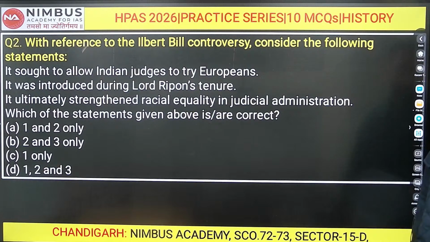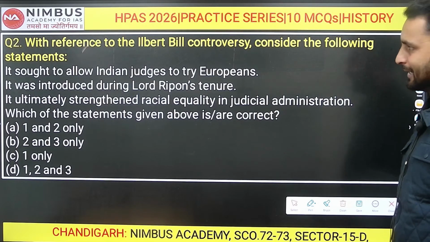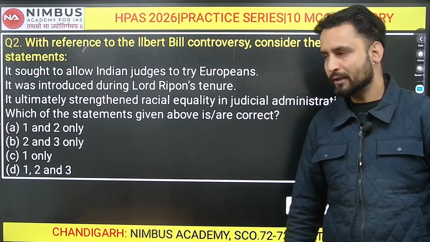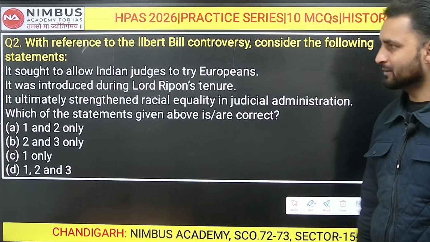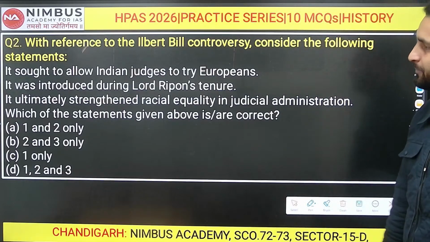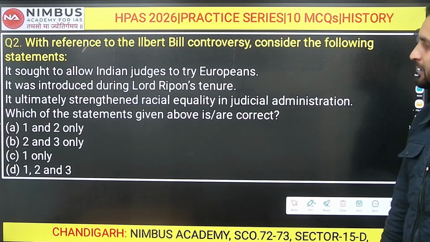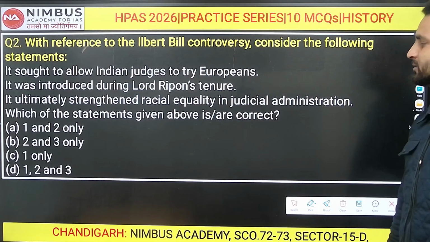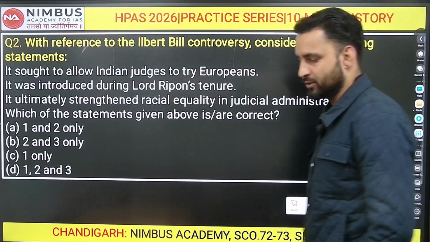That is question number 2. With reference to the Ilbert Bill controversy, consider the following statements. So the Ilbert Bill controversy is a highlighted topic. Which of the following statements regarding the Ilbert Bill controversy are correct? 3 statements are given. It sought to allow Indian judges to try the Europeans. It was introduced during Lord Ripon's tenure, and it ultimately strengthened racial equality in judicial administration. Which of the following is the right answer for question number 2?